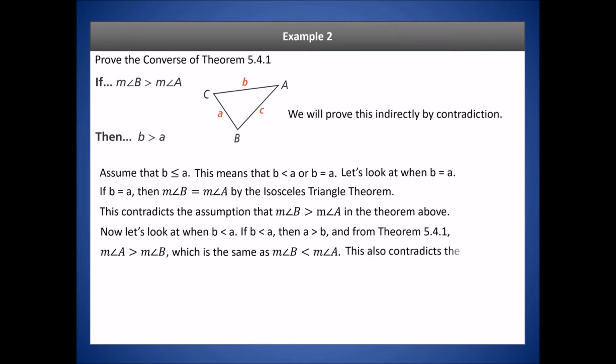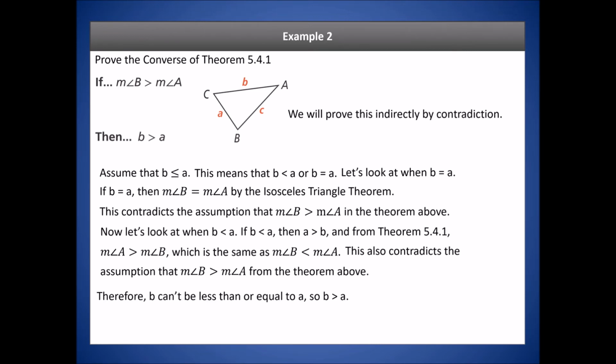But that also contradicts what we just said in the theorem in this example. The initial assumption was that angle B is greater than angle A, right? And we just showed that it was less than with this contradiction. So therefore, we do have a contradiction of sorts. And therefore, B can't be less than or equal to A. It has to be that B is greater than A.